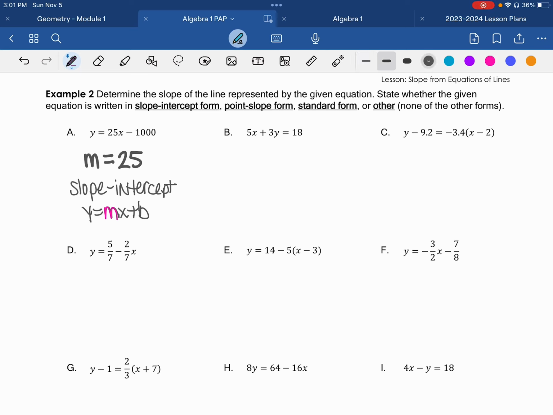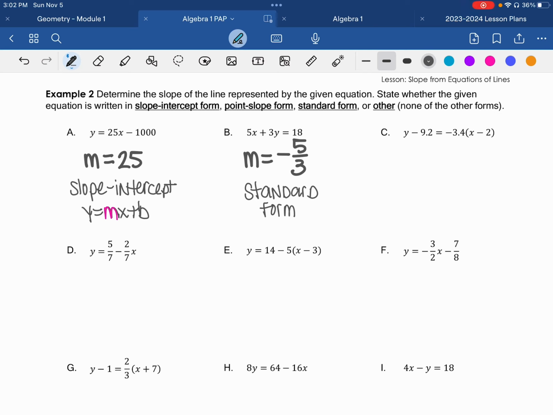In the next one, I might have to do a little work here, because this one appears to be in standard form. So let's see, it's negative a divided by b. And if I pop that into my calculator, it's going to stay negative 5/3.